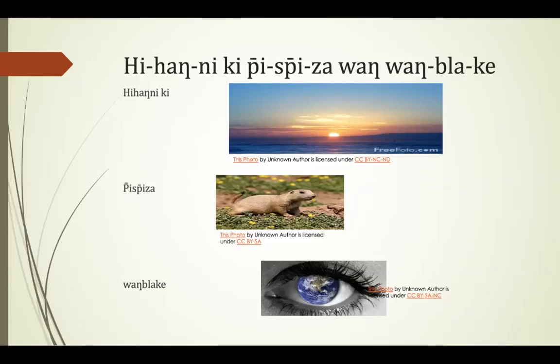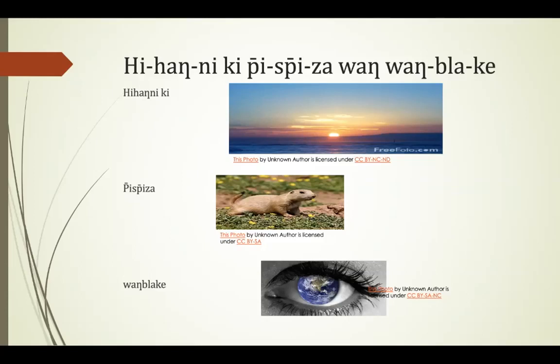All right. So when you look at this and you're trying to read this here, you can just focus on one syllable at a time, and you'll be able to get your word down. He, ha, ni, ki. And then move to your second word. Be, spiza, wan. And then your next word. Wan, blake. And then go back and do it again. He, ha, ni, ki. Be, spiza, wan, blake.